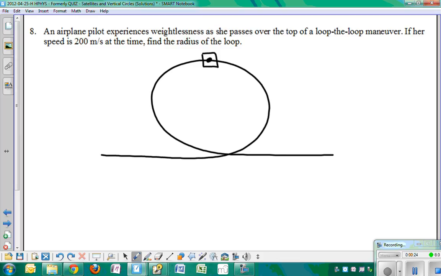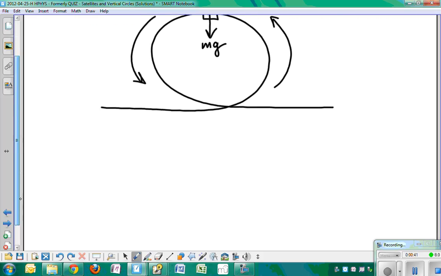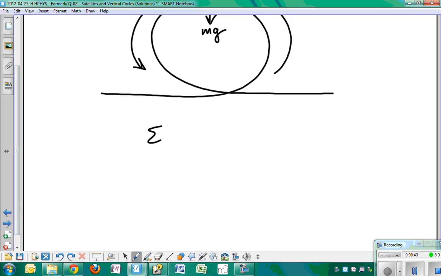In other words, she's experiencing no force due to the plane. There's no normal force of the seat acting on her as it would be in any other part of the loop. So that means that the only force acting on her at the top is her weight. Now we've done problems like this before. Net force is equal to mv squared over r. That's the centripetal force requirement.